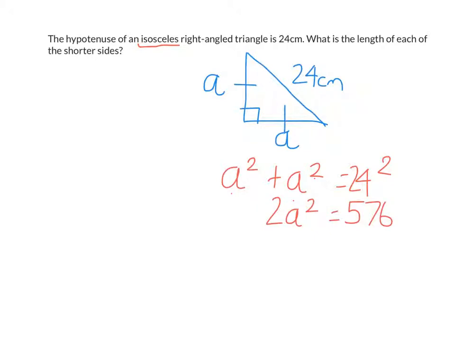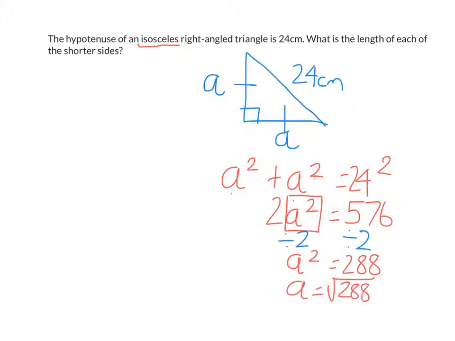Now, because of BODMAS or BIDMAS, whatever you want to call it, raising to the power comes before multiplication. So I have to undo the multiplication first, because when I solve equations, I undo things in the opposite order to BODMAS. So I divide by 2 each side of the equation. So 576 divided by 2 is 288. So now the way I undo squaring is square rooting. So a will be the square root of 288, which to two decimal places is about 16.97, in this case centimeters. So you don't always get a whole number.